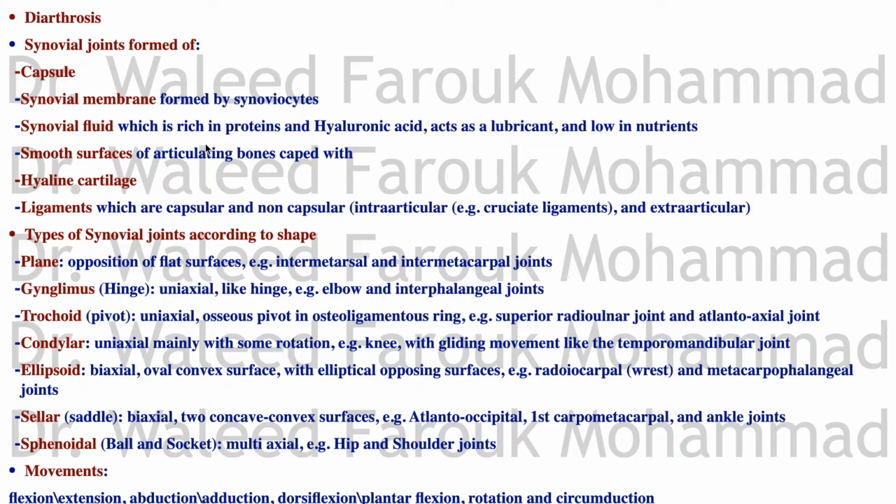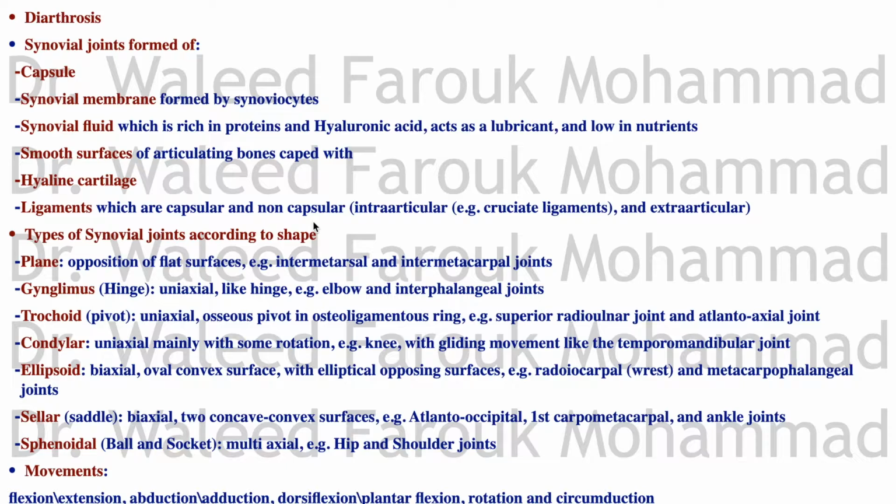And this fluid is rich in protein and hyaluronic acid, so it acts as a lubricant and nutrition for the joint itself. Also, the articular surfaces of the bone must be smooth and covered with hyaline cartilage. And lastly, there are ligaments that belong to the joint. You can classify these ligaments as capsular and non-capsular. Capsular ligaments are thickenings in the capsule.